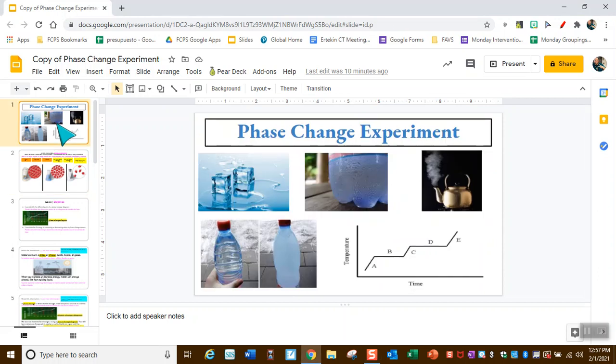Okay, today we are going to do a phase change experiment online. Look at these pictures and try to predict what you are going to see and learn about today.